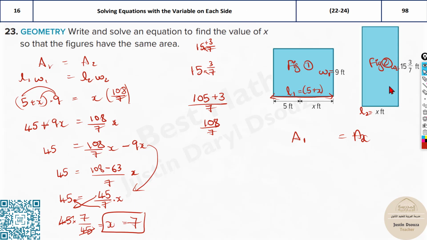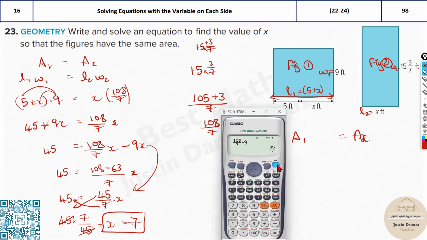Now let me show you the check for 7. We can check the answer from the first step itself. All you do is type this entirely. Open the bracket, 5 plus x, close the bracket, multiplied by 9 will be equal to what? It is equal to alpha x multiplied by 108 by 7.